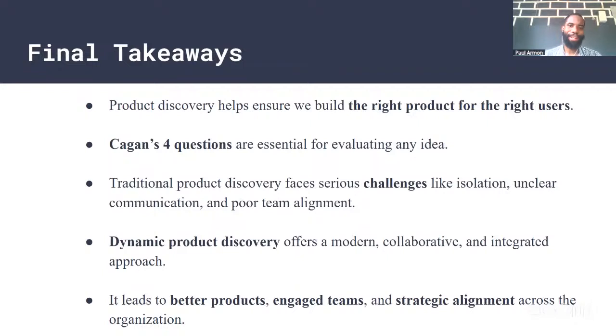Now, Kagan's 4 questions are essential. I already talked about Kagan's 4 questions earlier. Is it feasible? Can engineering teams build it? Are stakeholders going to back it? It's very, very important. Then traditional product discovery faces serious challenges like isolation, unclear information, and poor team alignment.